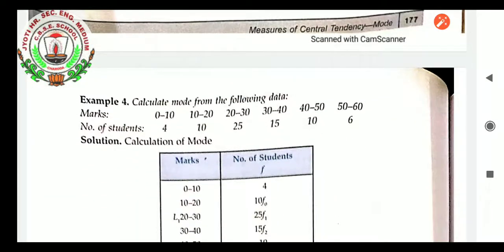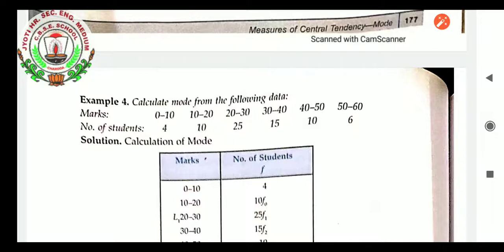Calculate mode from the following data. Marks is given. You can see which series it is first of all. It is a class interval series. Here the class intervals are 0 to 10, 10 to 20, 20 to 30, 30 to 40, 40 to 50, 50 to 60. The number of students, that is the frequency, is given as 4, 10, 25, 30, 15, 10, 6. Clear? Now we will see the calculation of mode.